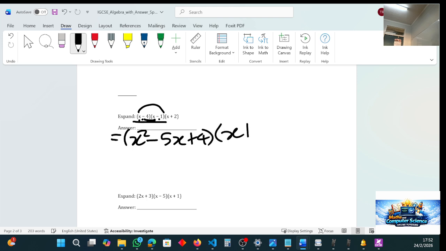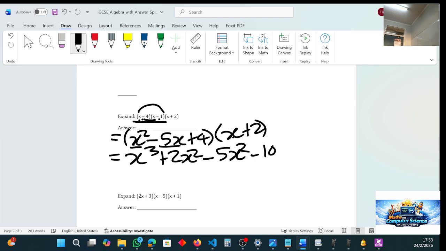In the other bracket, I have x plus 2. Now I'm expanding using what I have in the first bracket. I'll start with x squared times x there, it gives me x cubed. Then x squared times 2, it gives me 2x squared. Then I have minus 5x times x there, it gives me minus 5x squared. Then minus 5x times 2, it gives me minus 10x. Finally, I'm on the 4. So when I say 4 times x, it gives me positive 4x. Then if I say 4 times 2, it gives me positive 8.